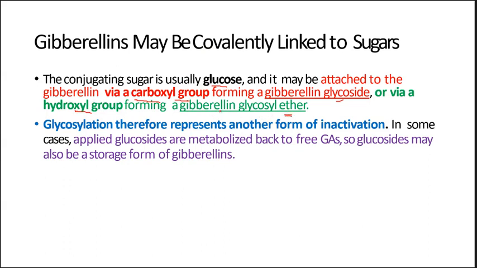So attachment with the hydroxyl group will form ether, and attachment via the carboxyl group will form glycoside. Both ether and glycoside are inactive, conjugated forms of gibberellin. Glycosylation therefore represents another form of inactivation, and this process is reversible. They are metabolized back to free GAs, so they may be a temporary storage form of gibberellin.